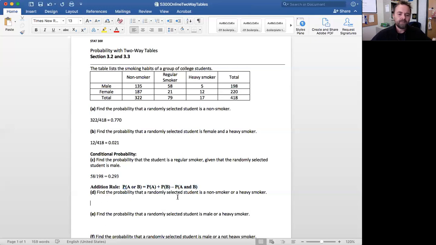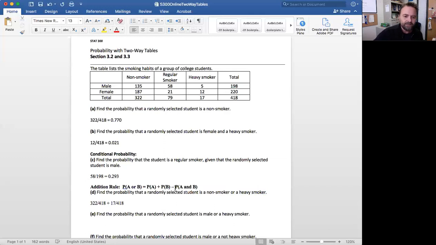Find the probability that a randomly selected student is a non-smoker or a heavy smoker. First we need to find the probability that the student is a non-smoker. There's 322 non-smokers out of a total of 418. So there's my first probability, 322 divided by 418. That's like your probability of A, and then plus the probability that they're a heavy smoker. Heavy smoker, 17 out of 418, 17 divided by 418.